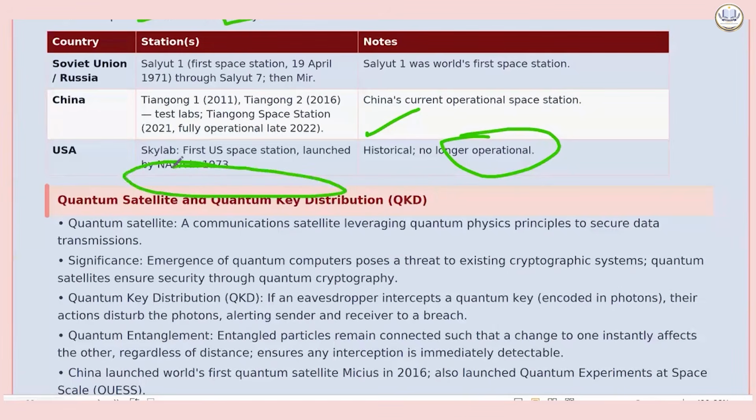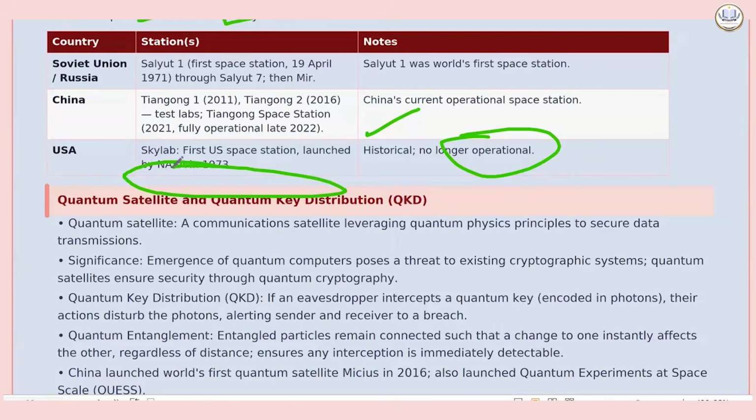Then we have quantum satellite and quantum key distribution. I had made a detailed video on emerging technology. In terms of this last lab series, only the first video is emerging technology. I have explained quantum computing and quantum superposition, etc. So quantum satellite, a communication satellite, will utilize quantum mechanics to secure data transmission. Emergence of quantum computers poses a threat to existing cryptographic systems. Quantum satellite ensures security through quantum cryptography. The existing ones can be easily cracked.